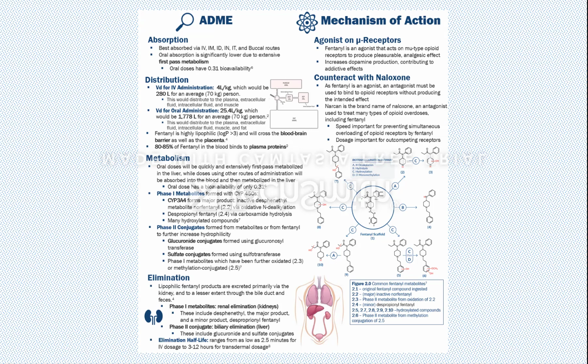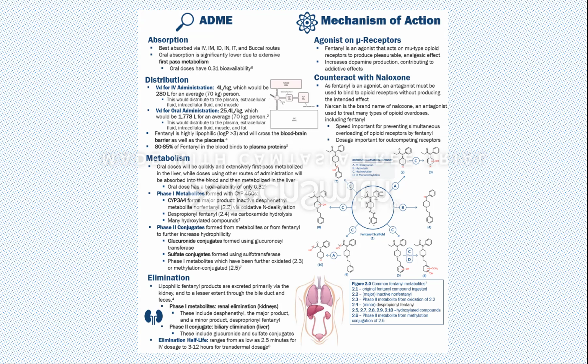I will now discuss the metabolism of fentanyl, whether it's an oral dose that undergoes first-pass metabolism and travels directly to the liver from the GI tract, or it's any other type of dose that circulates through the bloodstream and then makes its way to the liver. Fentanyl in general will undergo the same phase 1 and phase 2 reactions in the liver. Figure 2 shows many of the phase 1 metabolites formed with the help of CYP450s. For example, CYP3A4 forms the major product, an inactive des-phenethyl metabolite known as norfentanyl, via oxidative N-dealkylation, and that's seen at number 2 on the diagram.